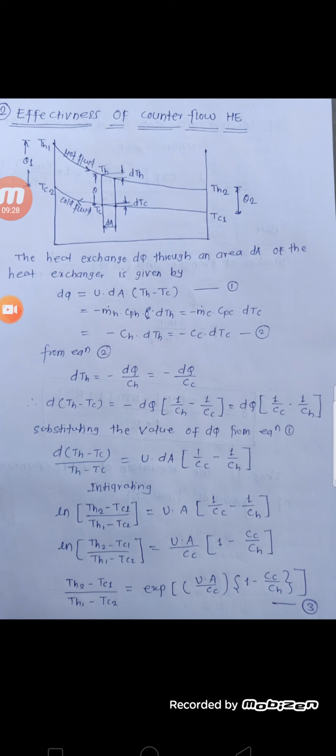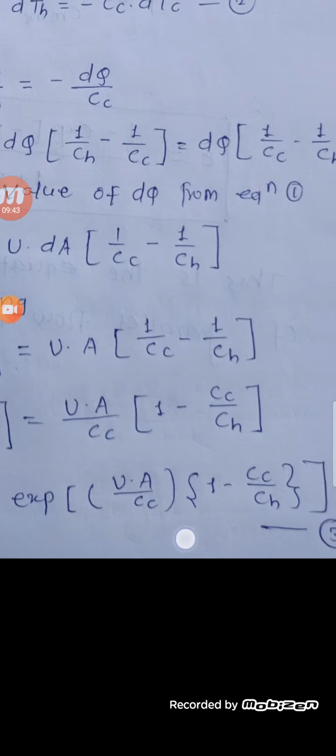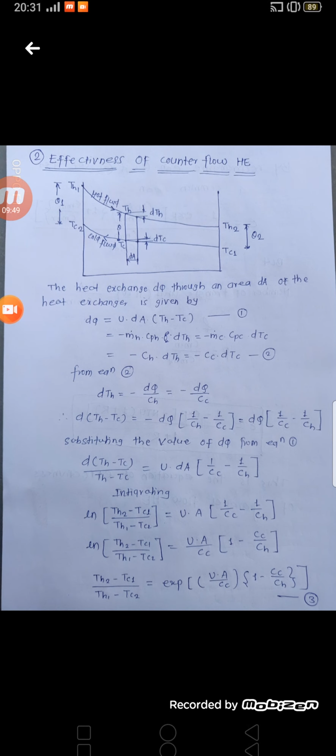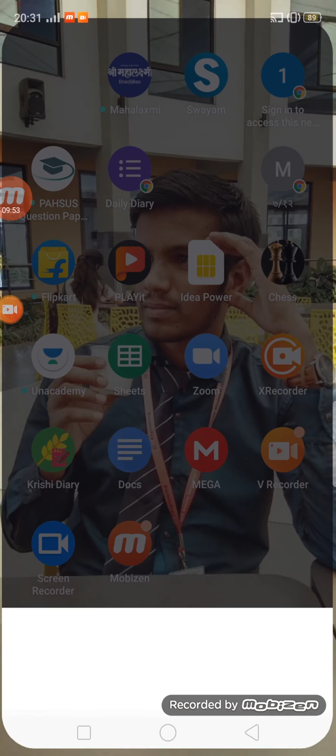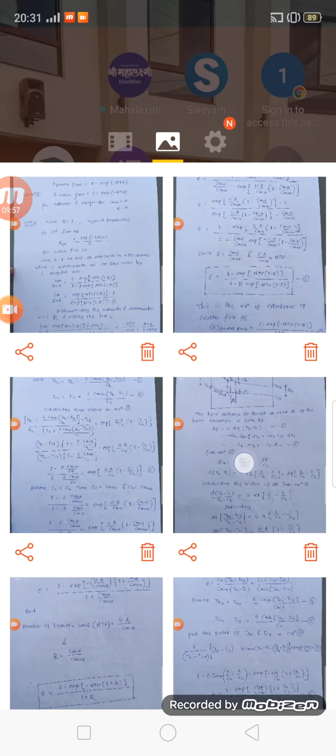So what is the remaining term in the left hand side? That is Th2 minus Tc1 divided by Th1 minus Tc2. And what is the right hand side? Taking the exponential of the right hand side, that is exponential of UA upon Cc into bracket 1 minus Cc upon Ch.